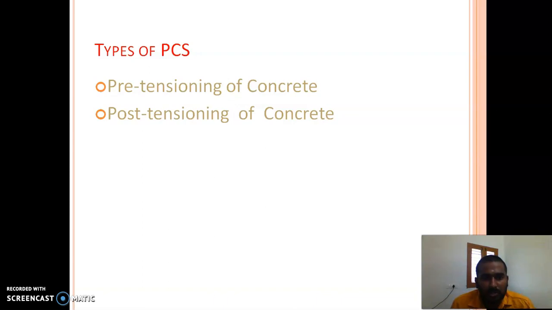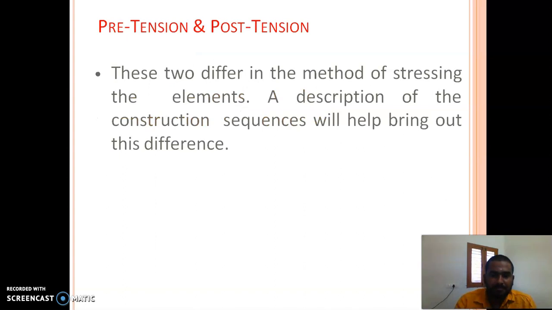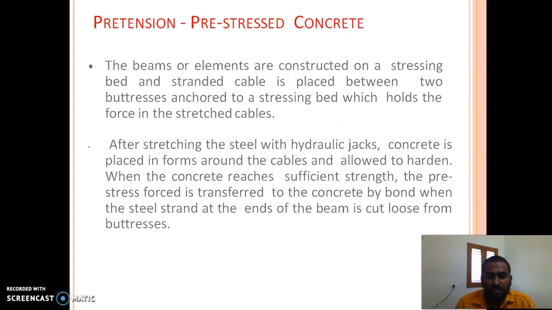You can clearly understand what is pre-tensioning of concrete and post-tensioning of concrete by how both these types of prestressed structures are made. These two differ in the method of stressing the elements and how the force is transferred from tendon to the concrete element. That's how they vary, and also the construction sequences will vary. First we will see about pre-tensioned prestressed concrete.